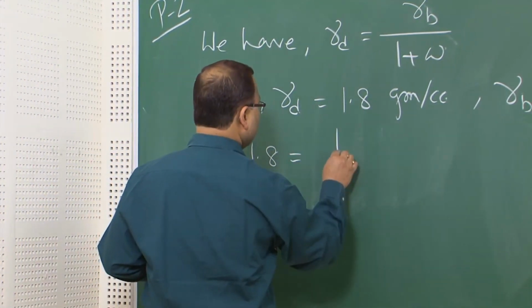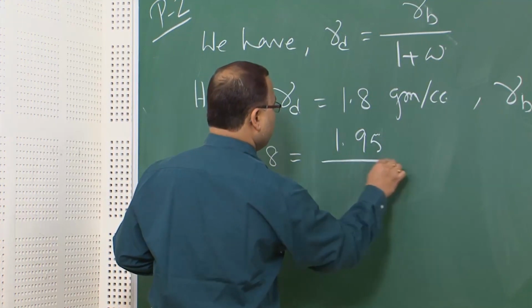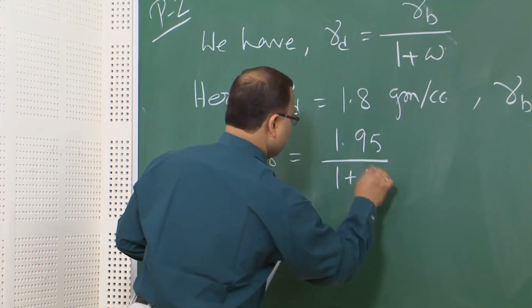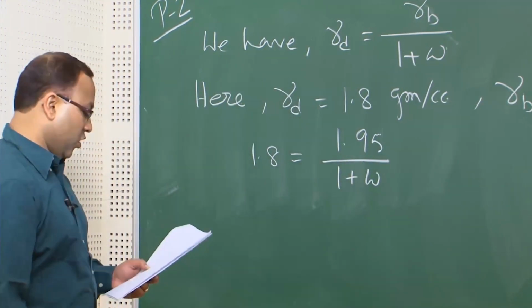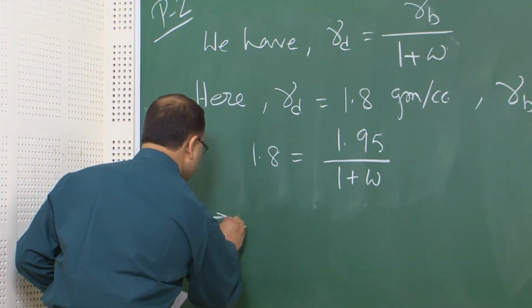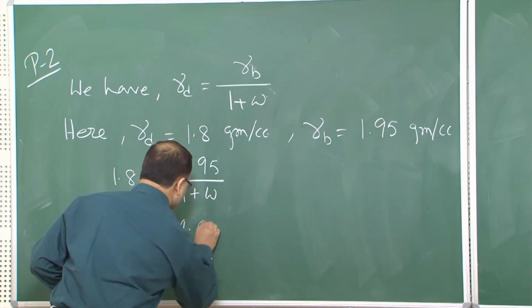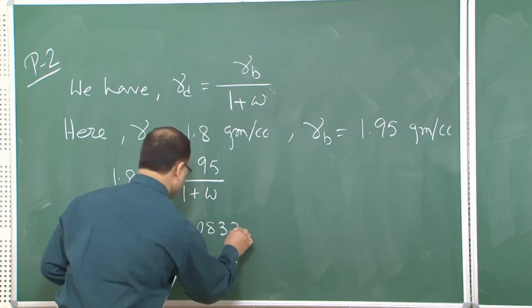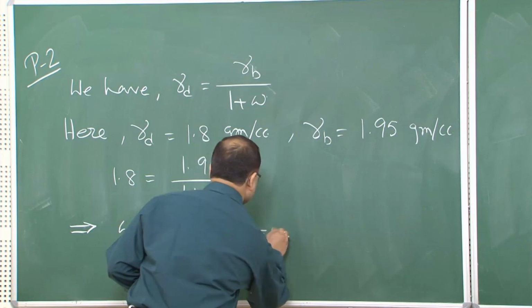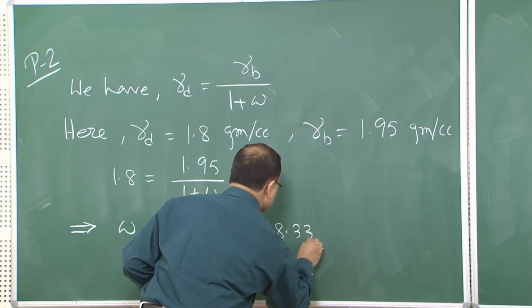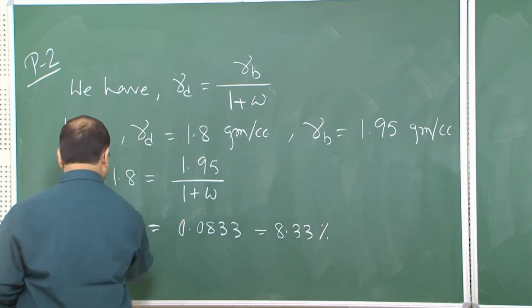If you put these values in this expression, 1.8 is equal to 1.95 by 1 plus w, where w is the moisture content. From this you will get w equal to 8.33%.